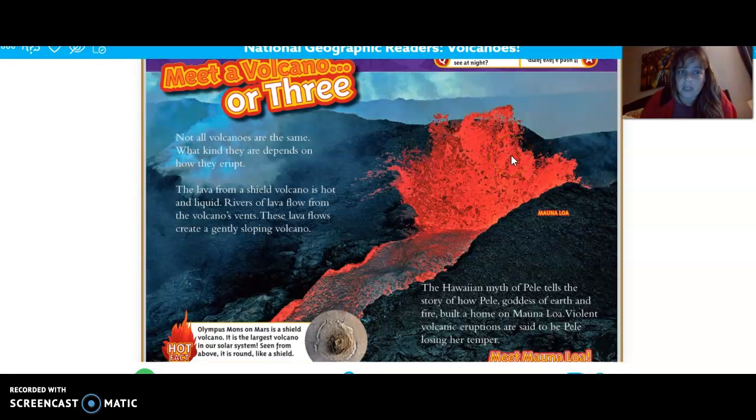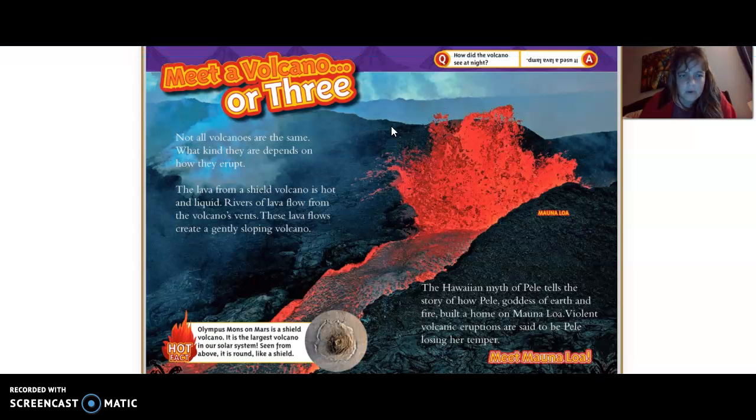Meet a volcano or three. Not all volcanoes are the same. Uh-oh, this sounds like compare and contrast. Not all volcanoes are the same. What kind they are depends on how they erupt. The lava from a shield volcano is hot and liquid. Rivers of lava flow from the volcano's vents. These lava flows create a gently sloping volcano.